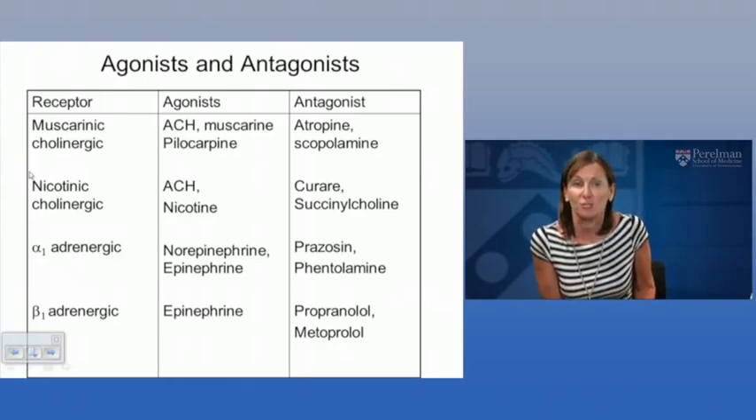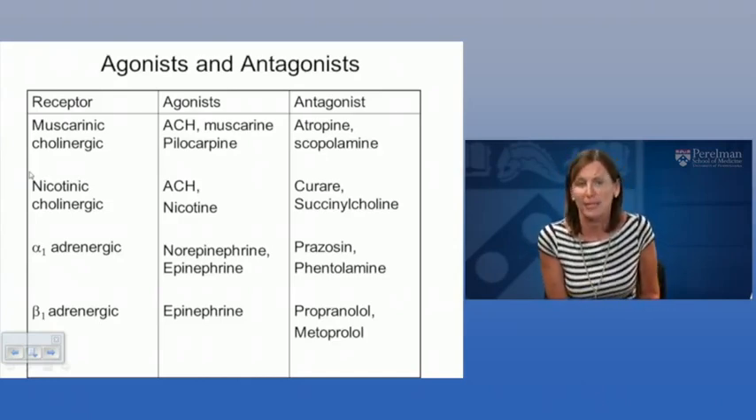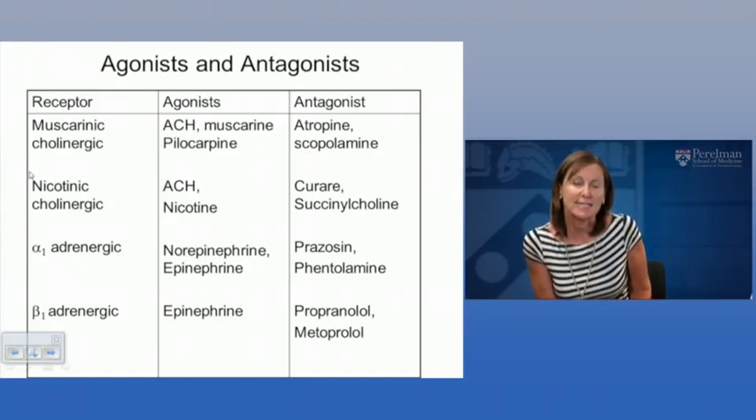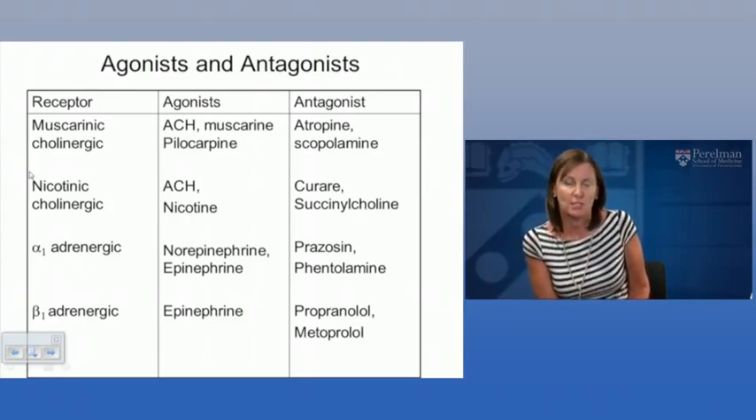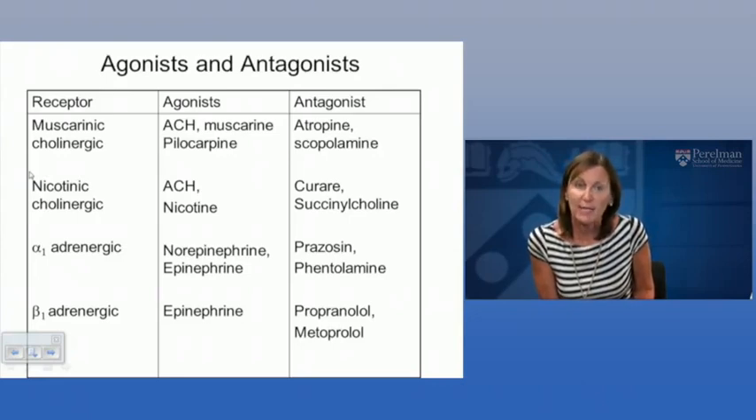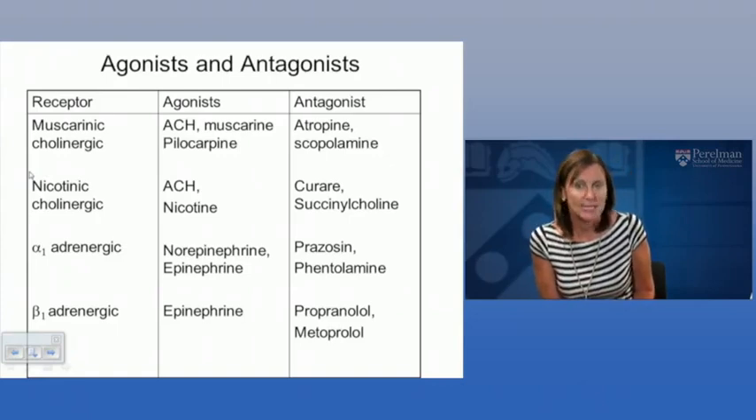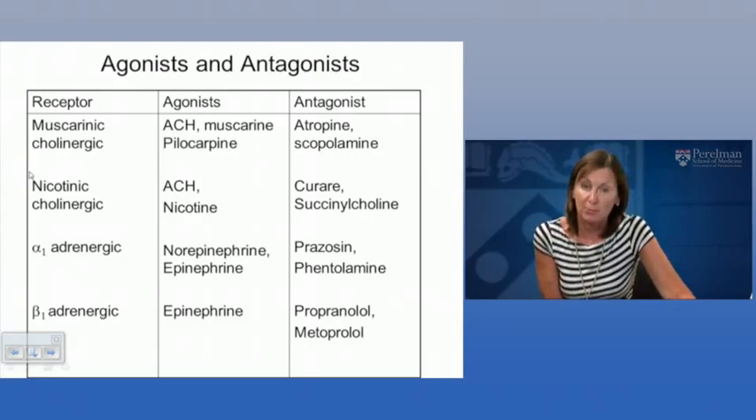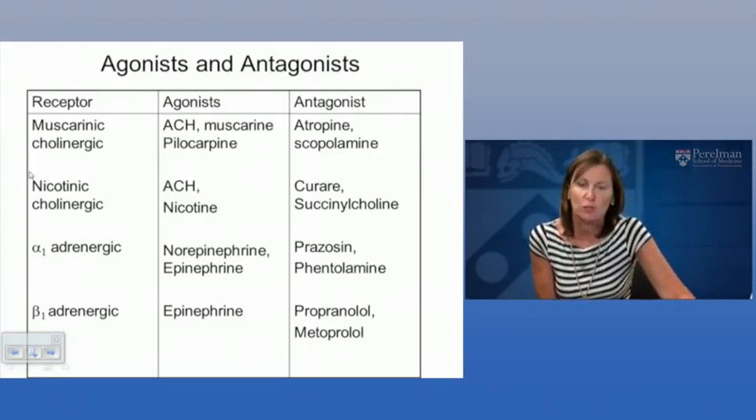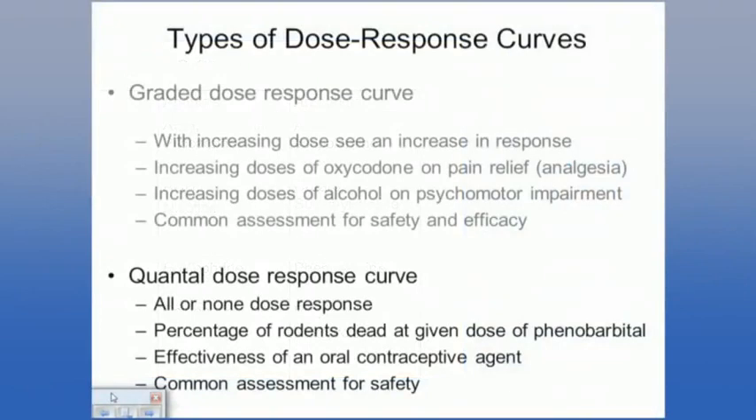The alpha-1 adrenergic receptor, the natural agonist, is norepinephrine and epinephrine, and both of these are available as a therapeutic. And the antagonists are prazosin, which for a long time was used in the treatment of hypertension, and phentolamine, which is used in the domain of anesthesia. Beta-1 adrenergic receptor, the natural agonist, is epinephrine, and commonly used antagonists, propranolol and metoprolol, are used to control blood pressure, to lower blood pressure, and also to prevent recurrent cardiovascular events, heart attack, etc.